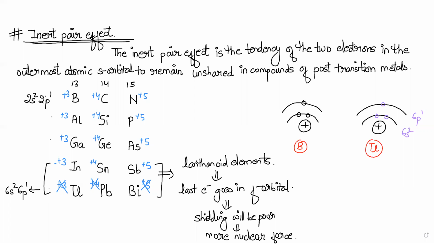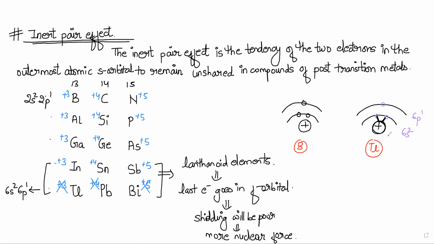Due to the poor shielding effect, there will be more nuclear force. This nucleus will apply more force of attraction on these valence electrons, on both 6s and 6p. But we know that 6s orbitals are closer, so more force of attraction will be applied on 6s, and comparatively less on the 6p.